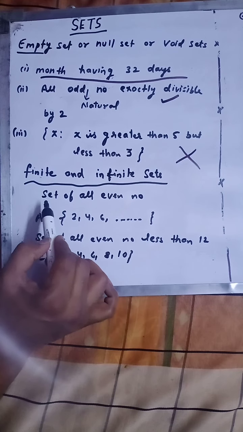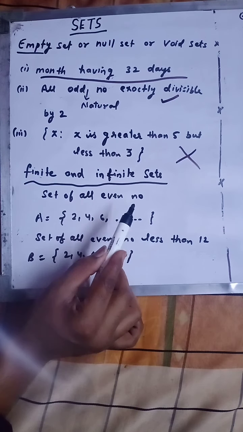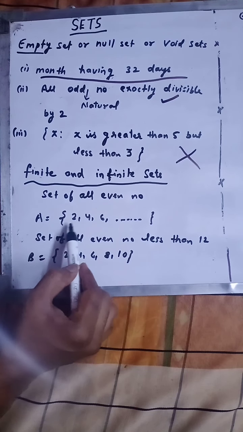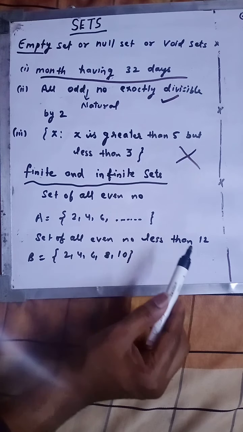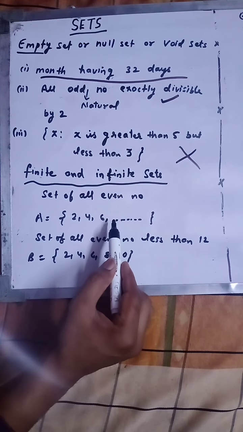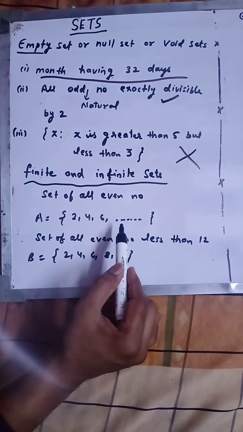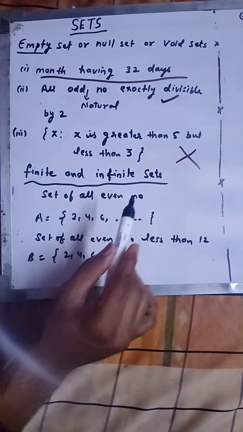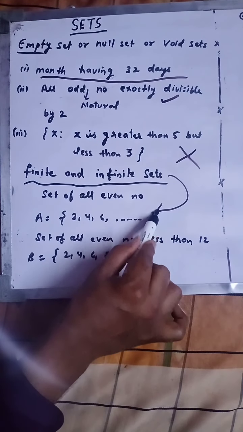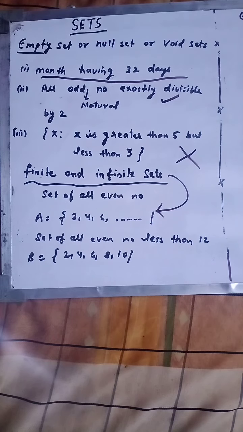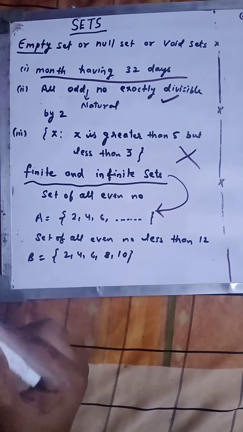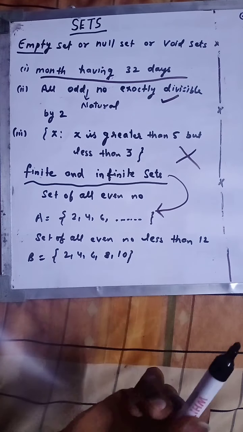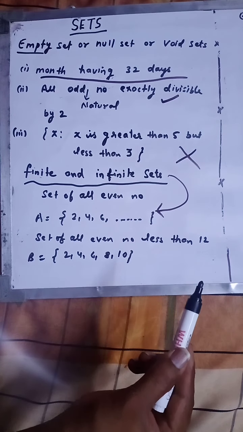Now, the next is finite and infinite sets. So we are taking this example, set of all even numbers. We can write this set like this: 2, 4, 6, 8, 10, dot dot dot. Where the elements are not finite, there is a sign of dot dot dot up to last. So these kinds of sets are known as infinite sets. Another example, set of all odd numbers: 1, 3, 5, dot dot dot. It is also an example of an infinite set.